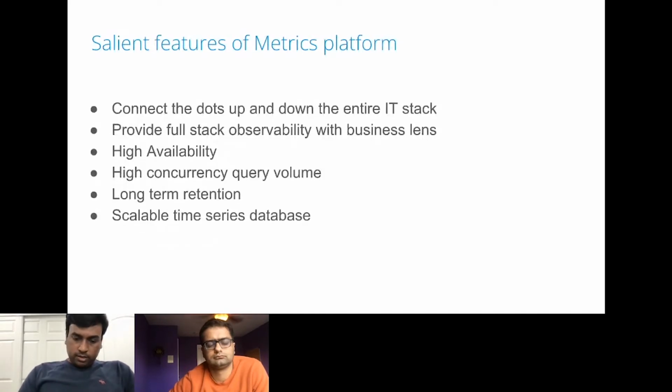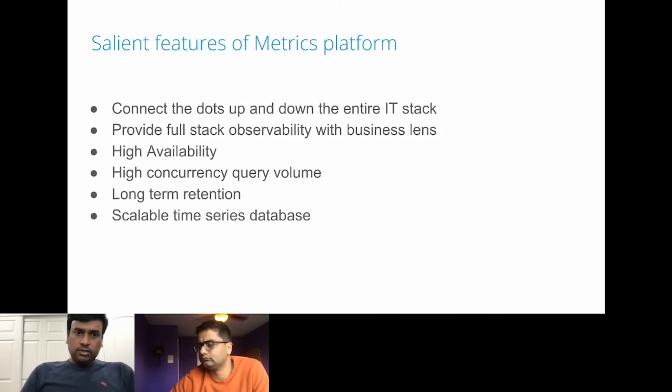When we build a metrics platform, we need to connect the dots across the entire IT stack. We need to provide full stack observability with a business lens, which is like if our customer is a Yelp user, we need to provide the journey of the user, like how the user has been engaging across the systems in some form of way. It could also be applied to the traces or logs too.